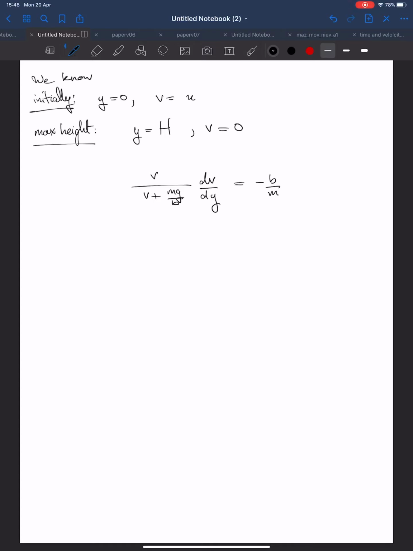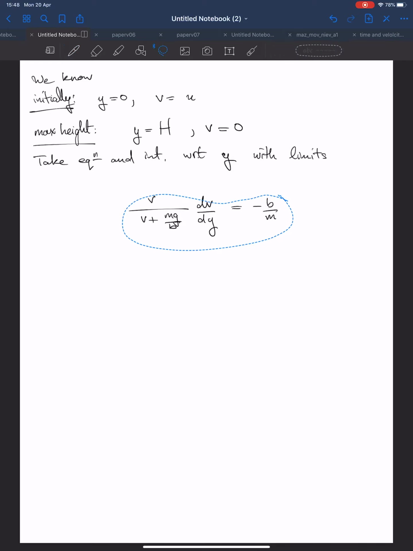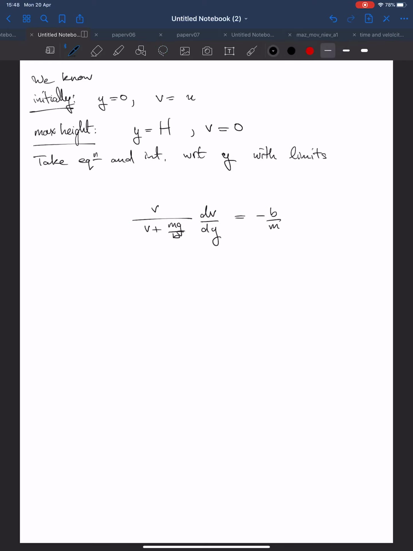Okay, so why not take this equation and integrate with respect to y within these limits, corresponding to the above information.